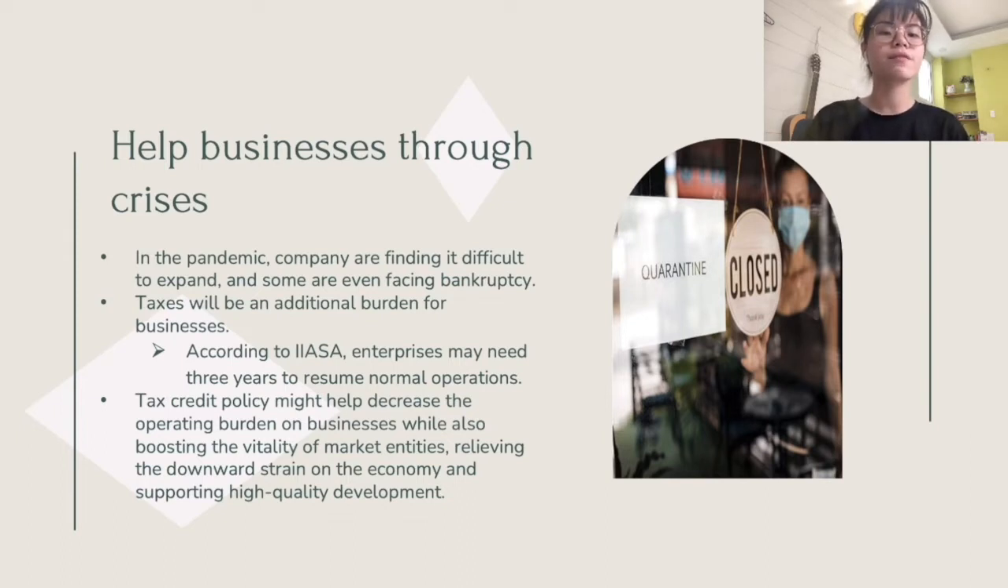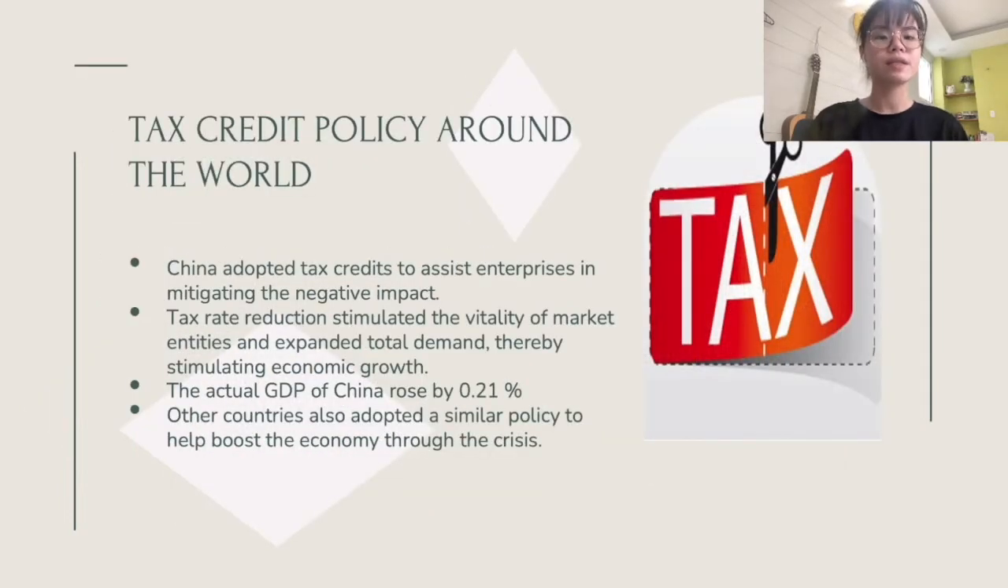Thus, to help businesses get through difficulties in the pandemic, numerous countries, including China, adopted tax credit policies to assist enterprises, mitigating the negative impact. Based on the simulation results, the 2018 and 2019 tax rate reductions stimulated the vitality of market entities and expanded total demand, thereby stimulating economic growth. The actual GDP rose by 0.21%, and residents' income, residents' consumption, total investment, total export amount, and the output value of various industries increased substantially. Other countries also adopted similar policies to help boost the economy through the crisis. And that is the end of my presentation. Now we will move to the next part with Bruhh.